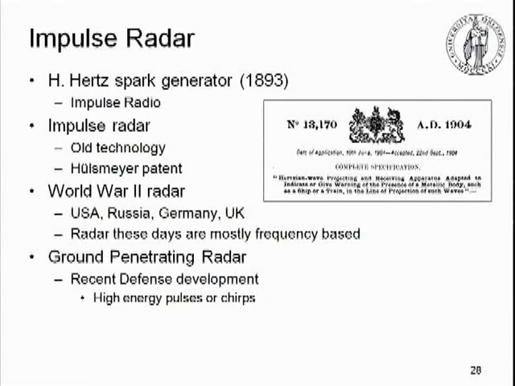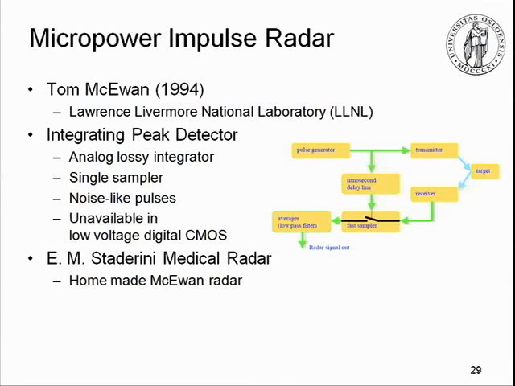This is also old stuff. Hulsmeyer, there's a patent from 1904 I figured out, where, as for radio, they started out with impulses. Then, in the 1920s, everything was frequency. But radar also actually started out with impulses, and that's kind of interesting. It was explored and developed for long-range applications during World War II. There is some recent defense work on ground-penetrating radar as well. There is some interesting work by Tom McEwen from, I think it was Lawrence Livermore Lab, in the early 90s.